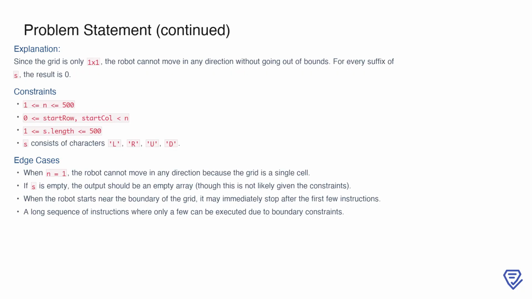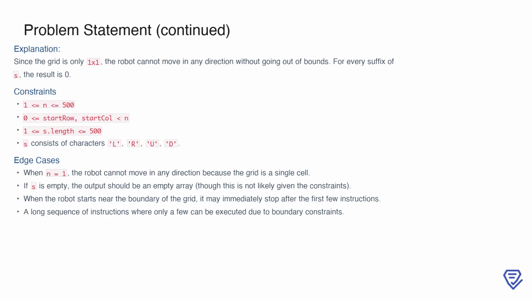Finally, consider a grid of size 1x1. Here, the robot starts at position (0, 0), and receives the instruction string RULDR. In this case, since the grid consists of only one cell, the robot cannot move in any direction without going out of bounds. Regardless of the suffix, no instructions can be executed. Hence, the result is 0, 0, 0, 0, 0.